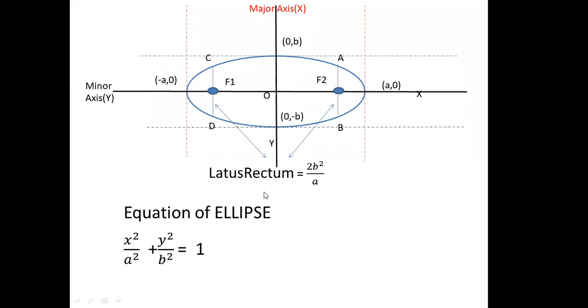Equation of ellipse, write down: x square upon a square plus y square upon b square.